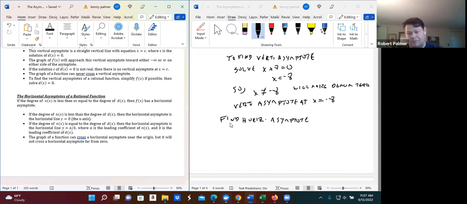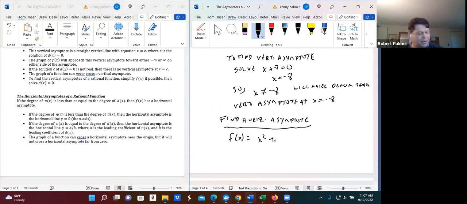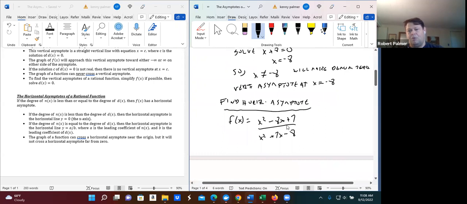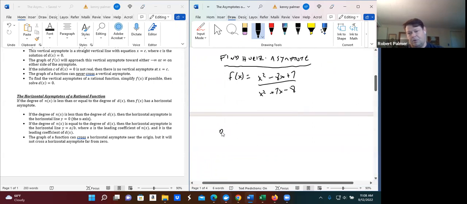Okay, so now let's look at our function again. Let's just rewrite f of x, the original version. This is what we need to look at. So we have x squared minus 8x plus 7 over x squared plus 7x minus 8. Okay. These are both second degree polynomials, so the degrees are equal, both second degree.